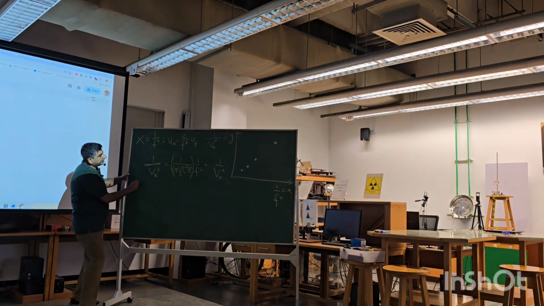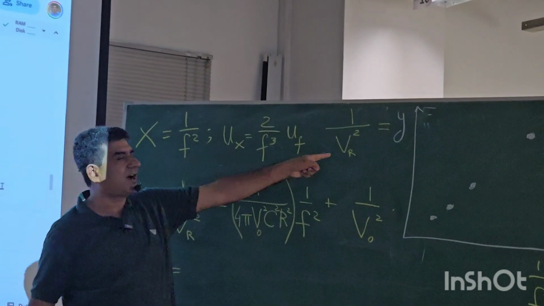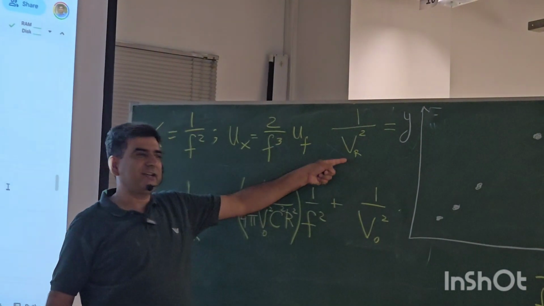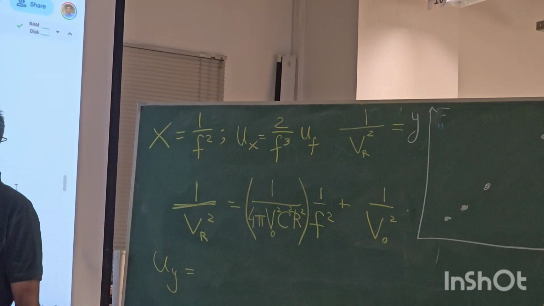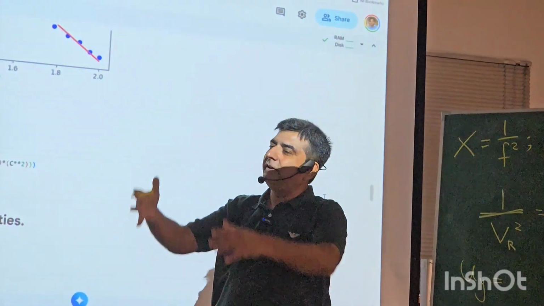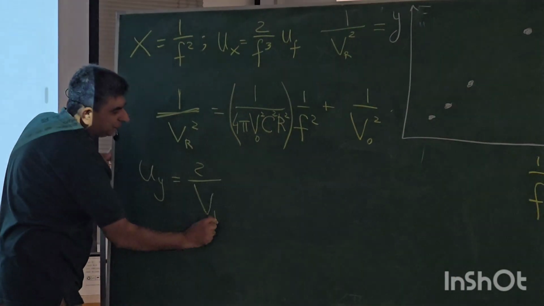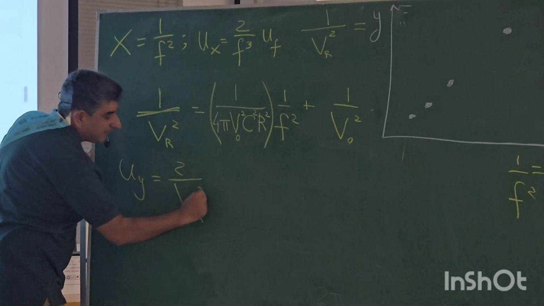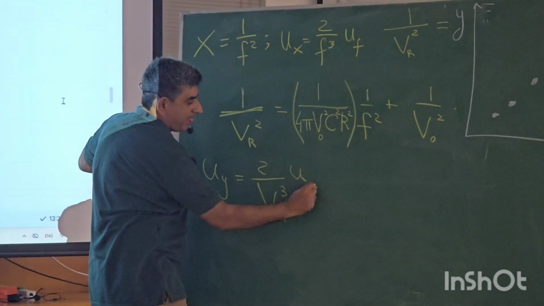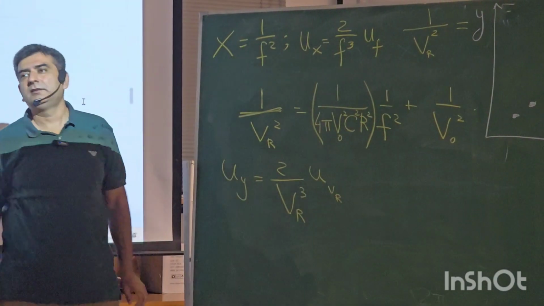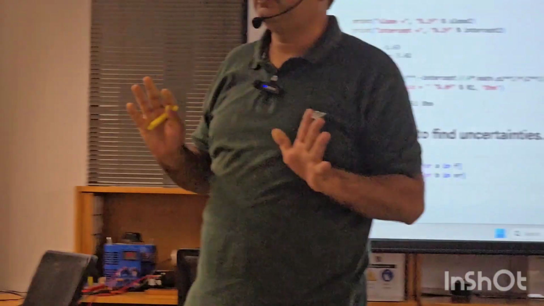Likewise, the uncertainty in y. Now y is 1 over VR squared. You differentiate this with respect to VR. You get 2 over VR cube with the minus sign. Ignore the minus sign. 2 over VR cube multiplied by the uncertainty in VR, which could be 10% of that value of VR.